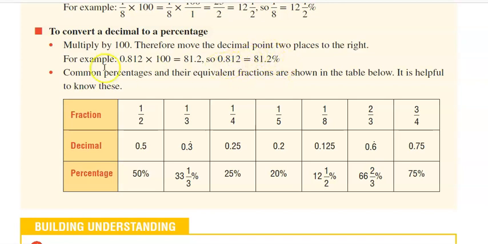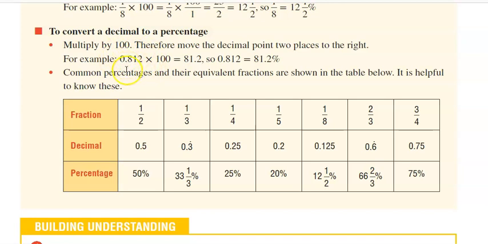Generally speaking, we deal with percentages from 0 to 100%. Generally speaking, that's when we're comparing a quantity to another quantity, where the numerator is smaller than the denominator. In this case here, if we're dealing from 0 to 100, we expect the decimal number to be from 0 to 1. So 0.812 is in between the numbers of 0 to 1.